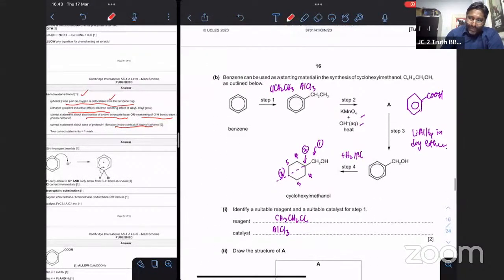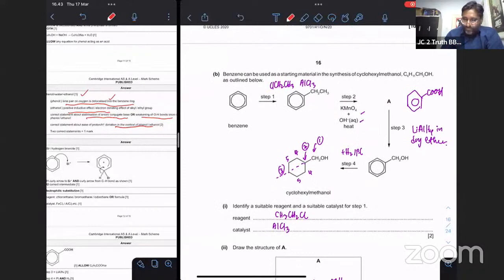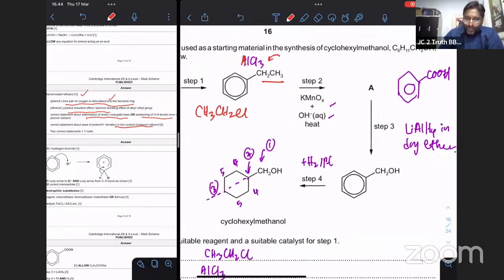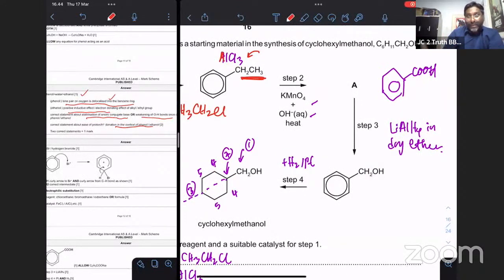Now, benzene can be used as a starting material in the synthesis of this compound. You see, step number 1, suddenly you have C2H5. So of course, you must have the halogenoalkane, CH3CH2Cl. And because we are dealing with Friedel-Crafts alkylation, it means you need to have a halogen carrier, because you are substituting into the ring. Halogen carrier is required. And after that, it doesn't matter what kind of alkyl group you have.